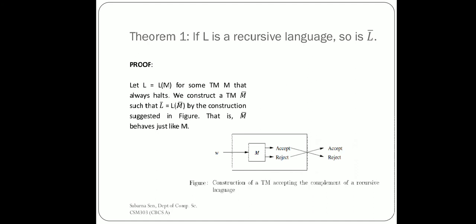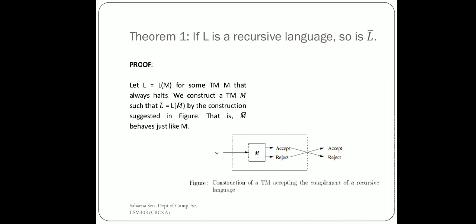Here theorem 1 says, if L is a recursive language, then its complement is also a recursive language. Just see the diagram. Why have we swapped between accept and reject? Since we are constructing L dash, a complement language, if one language accepts a string, it is going to be rejected by its complement, and vice versa, right?